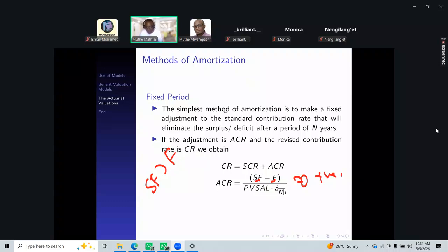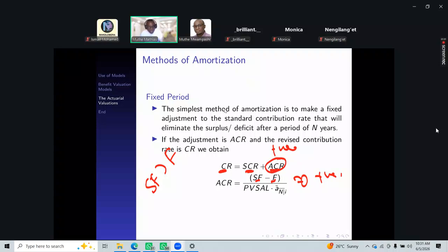Okay, so if we have positive, then what is the implication? Because here we are defining the adjusted contribution rate. So the revised contribution rate here, of course, will be the standard contribution rate, which we estimated before. And then, because this is positive, it means that your contribution will go up, right?